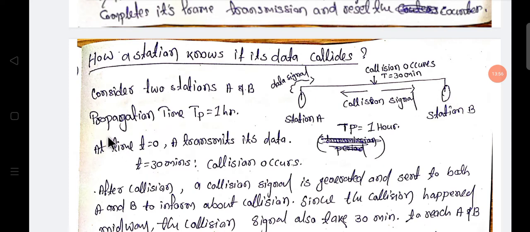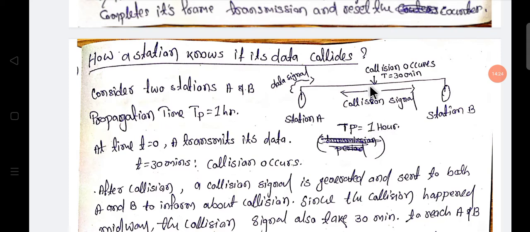Okay, and propagation time is TP. Propagation time means the time for data sent from A to reach B, say 1 hour. Then at time 0, A transmits data. Then at time 30, the collision occurs.